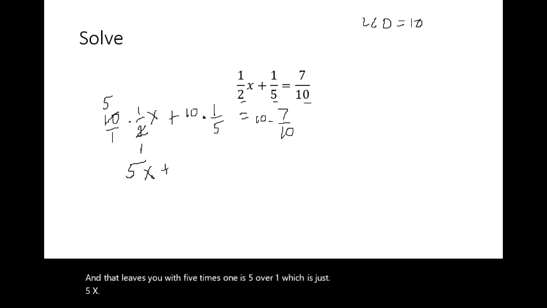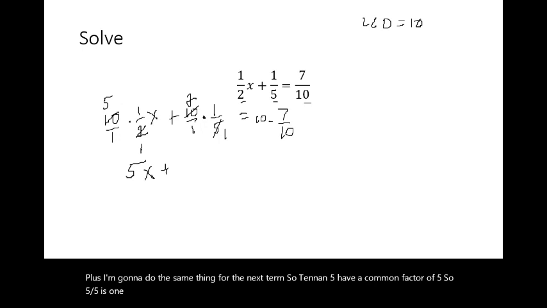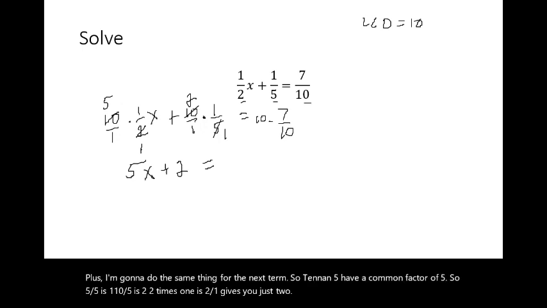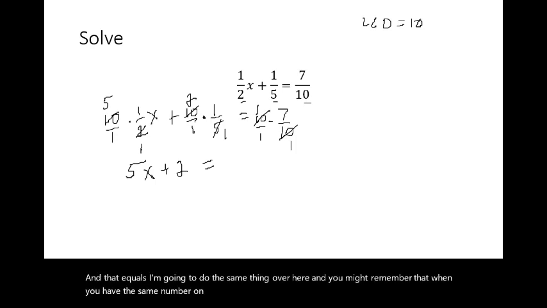Plus, I'm going to do the same thing for the next term. So 10 and 5 have a common factor of 5, so 5 divided by 5 is 1, 10 divided by 5 is 2. 2 times 1 is 2, divided by 1 gives you just 2. And that equals, I'm going to do the same thing over here, and you might remember that when you have the same number on the top and the bottom, they cancel out to become 1. So 1 times 7 is 7, 7 divided by 1 is just 7.